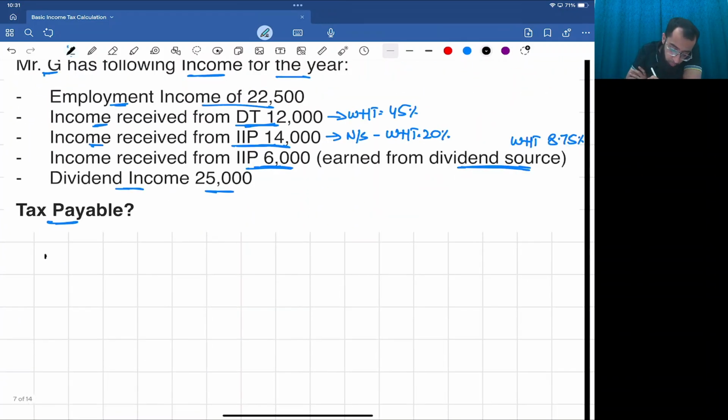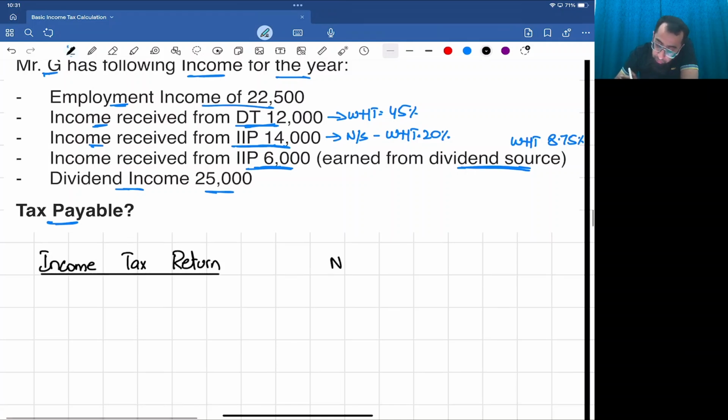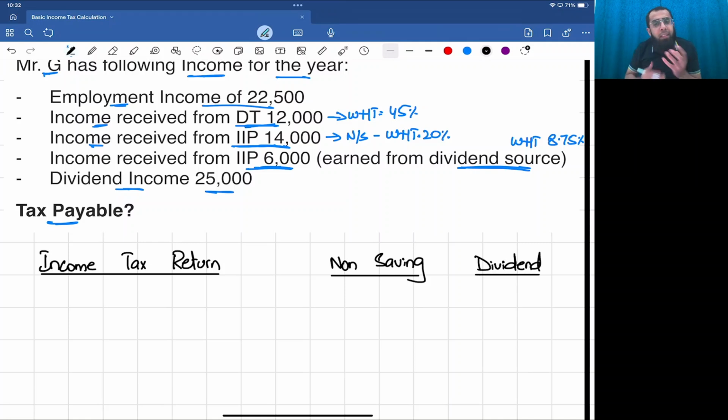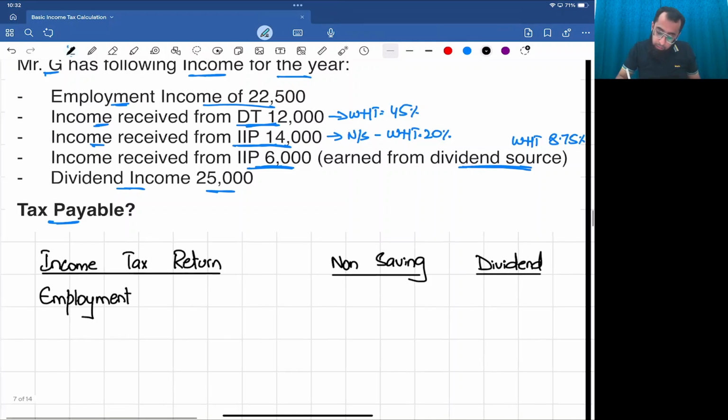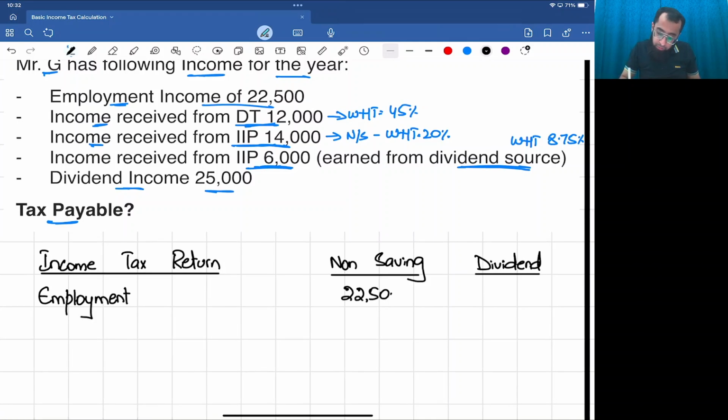I want you all to listen to me carefully. So we are making the income tax return. Two heads of income will be created, non-saving and dividend. Okay, let's look at it. I want you all to listen to me carefully. As you practice, you get more and more clarity, things get clear in your mind. Employment income, it's 22,500. Simply goes in the head of non-saving.